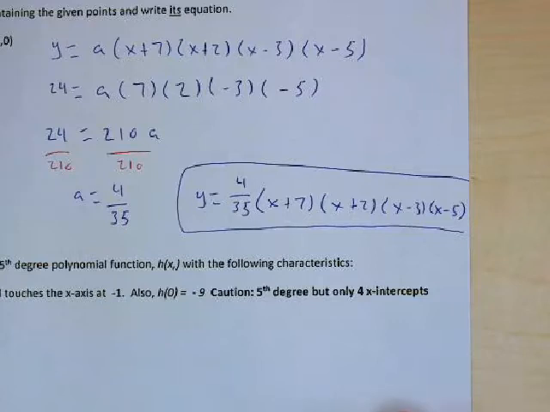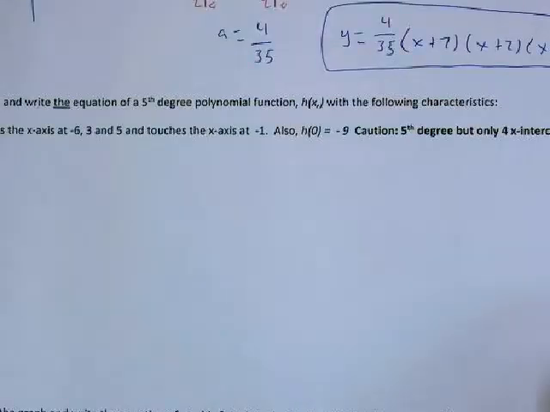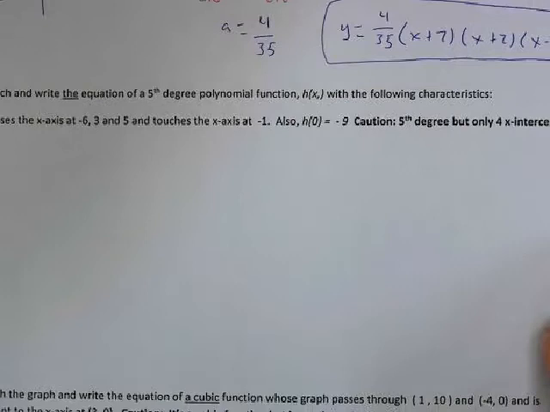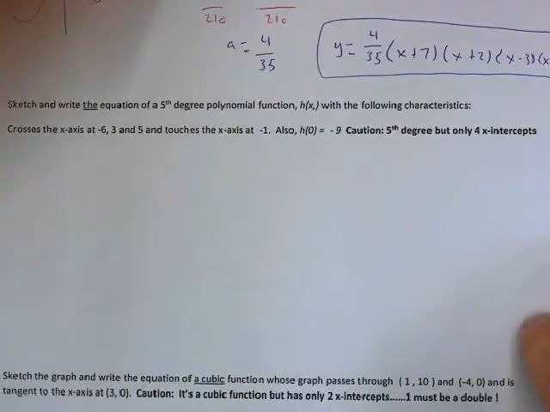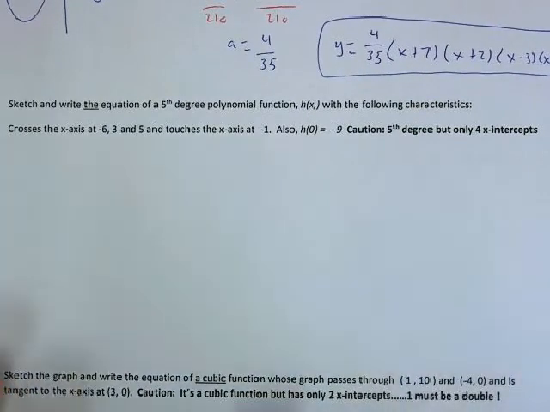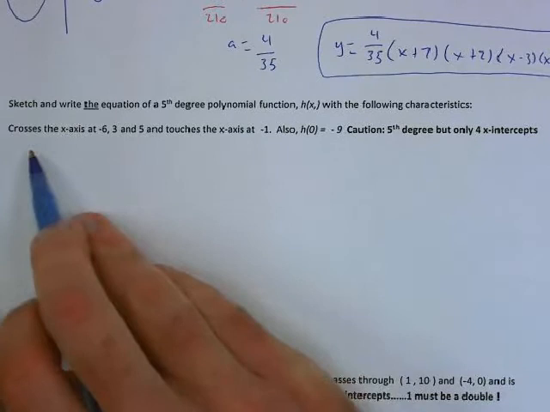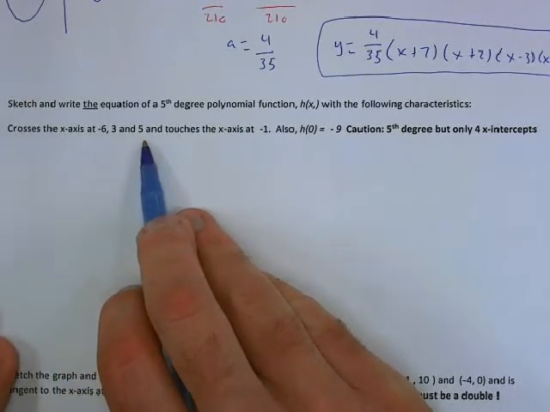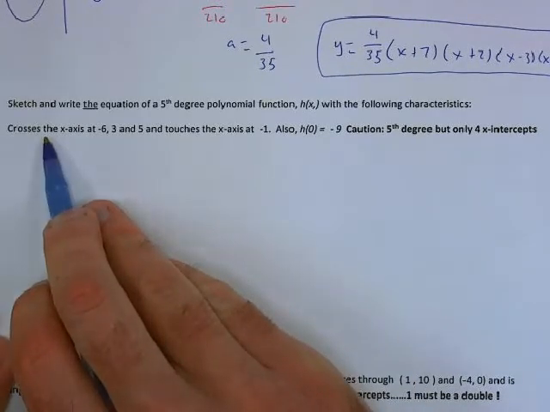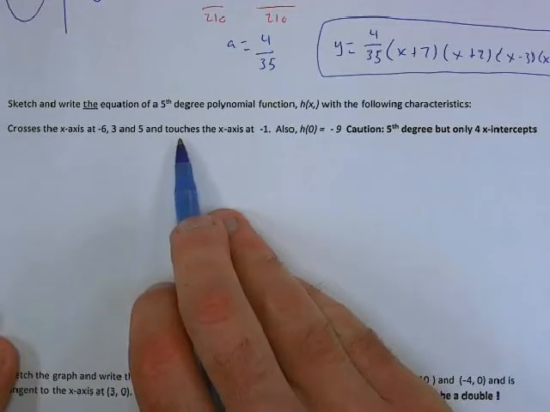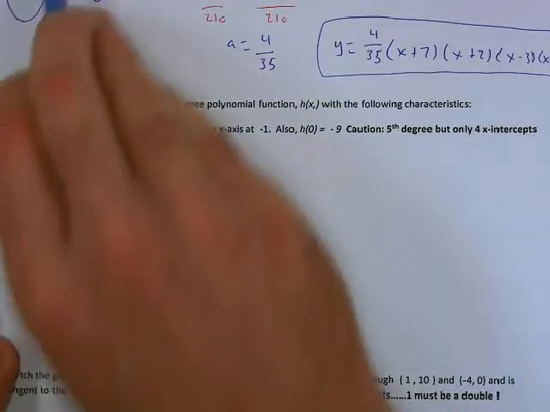All right, moving on, 2 more here. Okay, now this one's written a little bit different than what we've seen, so let's take a look at this one. It says sketch and write the equation of a 5th degree polynomial function with the following characteristics. It crosses the axis at -6, 3, and 5. So crosses means passes through. And it touches the axis. So touches means it's kind of going to touch it and then bounce back off.